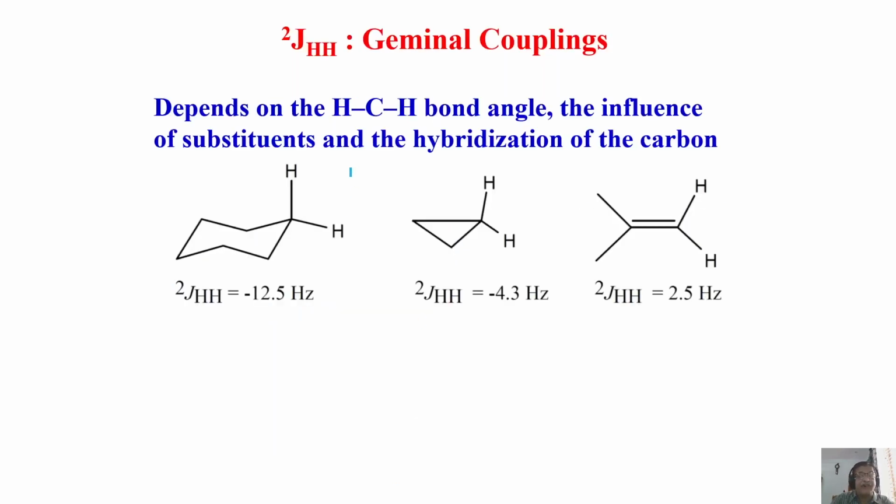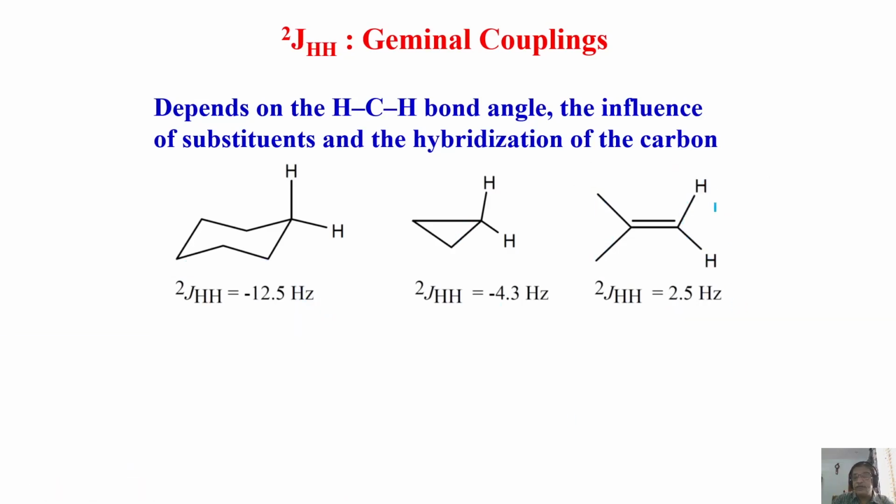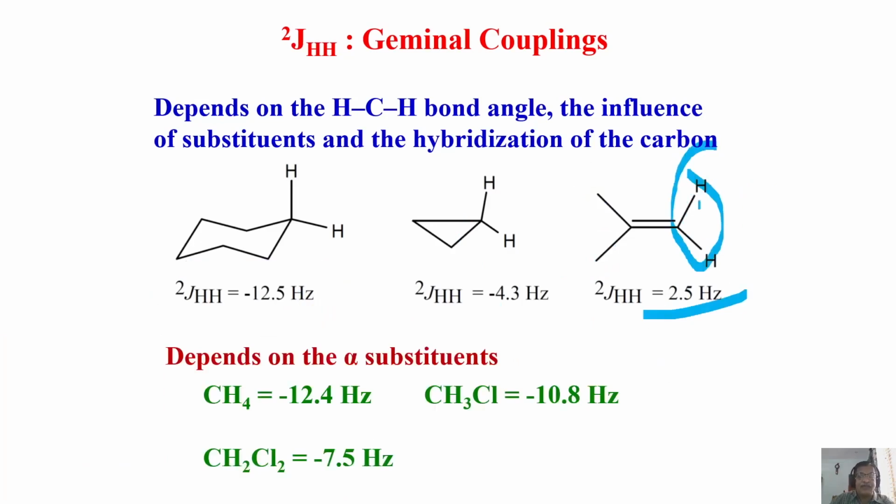Now geminal coupling, 2J: generally geminal couplings can be negative. Look at this one. How to get the sign of the coupling, I will tell later. This 2J coupling is quite large, and depends upon the HCH bond angle in this case, and also on what type of substituents we have here. In this case, it is 4 hertz negative. In this case, the geminal coupling between this and this is 2.5 hertz. Depending upon the substitutions, we can have different couplings.